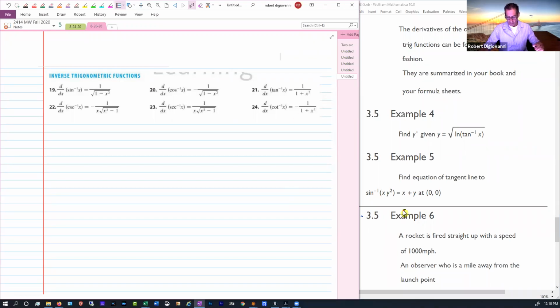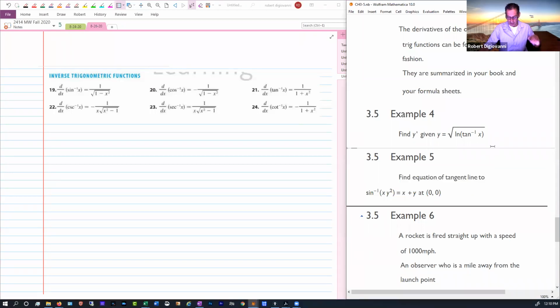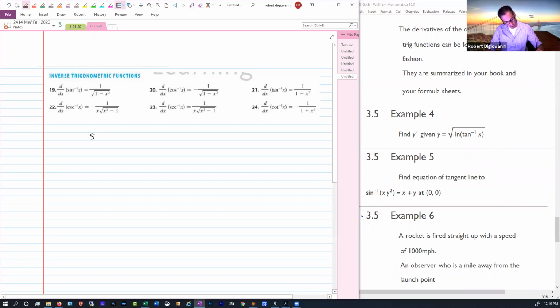Okay, the next one. Find the equation of the tangent line to this at this point. So we have a curve, arc sine of x y squared equals x plus y, and we want to look at the point 0, 0. Now we're starting to go a little bit beyond just taking derivatives. We want to do some stuff that we did back in Cal 1, finding the equation of a tangent line.